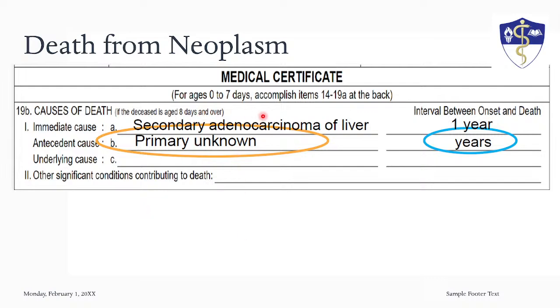So primary unknown, secondary adenocarcinoma of the liver, 1 year. Usually it's not a primary adenocarcinoma of the liver if patient is not hepatitis B. Pwede ka rin maglagay nun. Usually hepatitis B ang cause ng primary adenocarcinoma of the liver. So pagka primary adenocarcinoma of the liver, hepatitis B infection here, kung na-identify that the patient is hepatitis B. Otherwise, if hindi naman siya hepatitis B, or wala naman liver cirrhosis noted prior, you can put secondary adenocarcinoma of the liver.